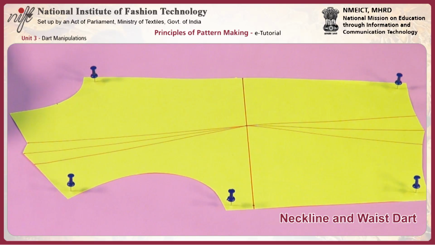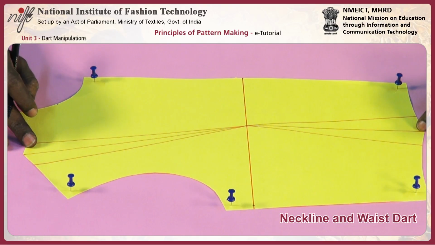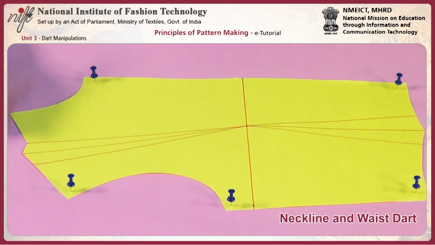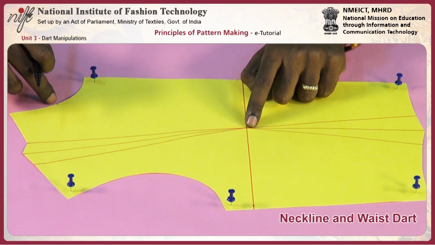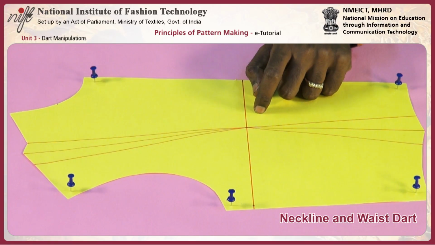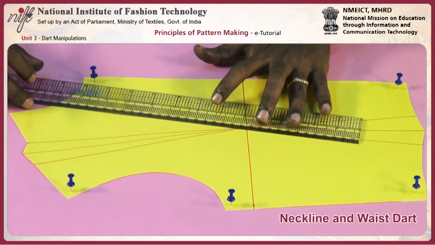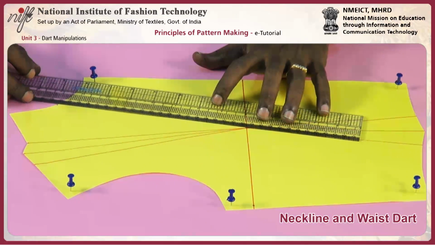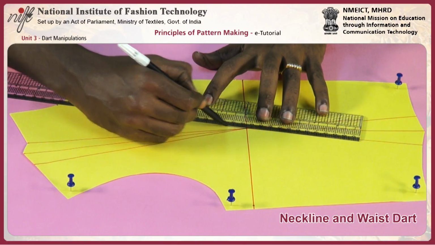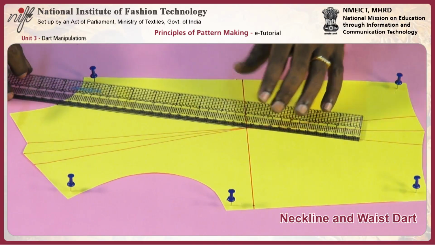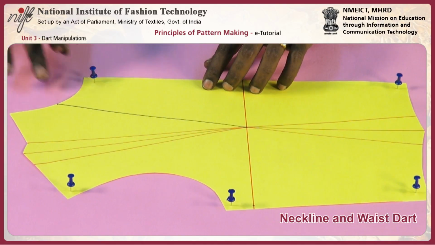Now we are going to make neckline and waist dart. For this, use shoulder dart and waist dart sloper. To shift the shoulder dart to neckline in the front basic body sloper, first draw a straight line from bust point to mid of the neckline. You can draw anywhere in the neckline, but I am marking mid of the neckline.